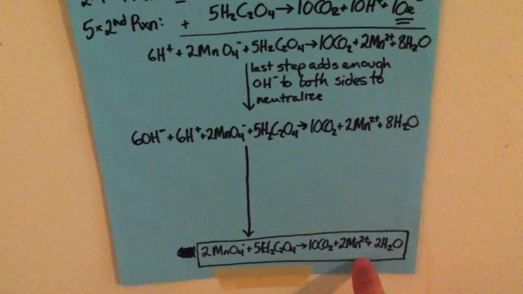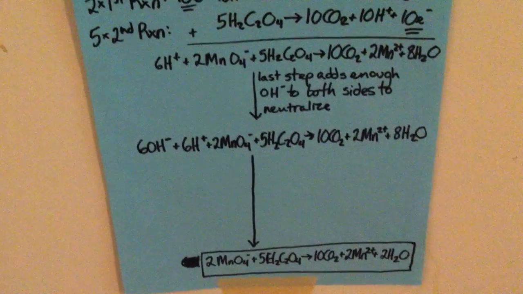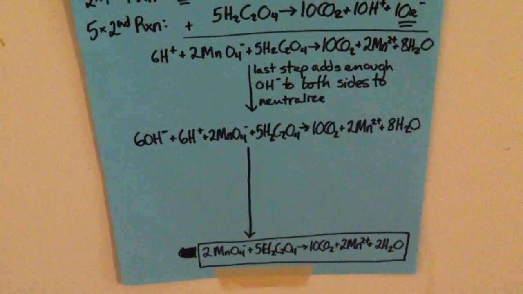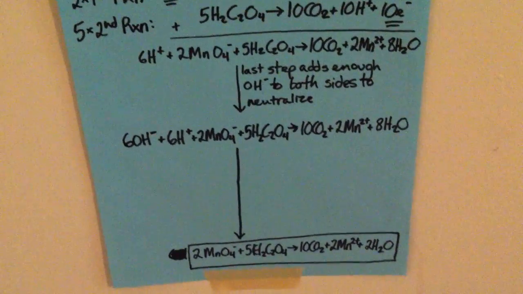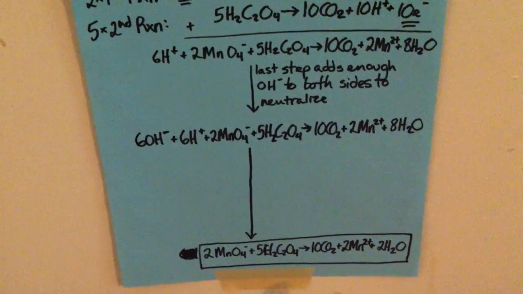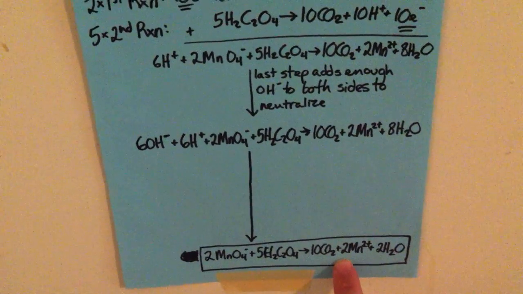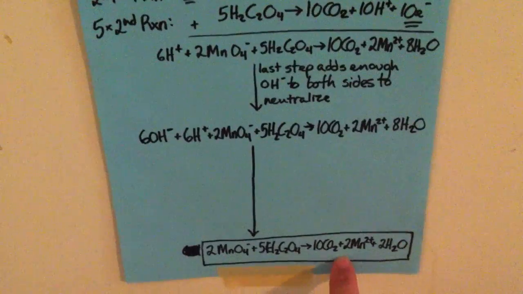No electrons are left over in the overall reaction. All the atoms balance, and the charge balances, so things check out. This is the answer to number 6 in the lecture packet for balancing redox reactions.